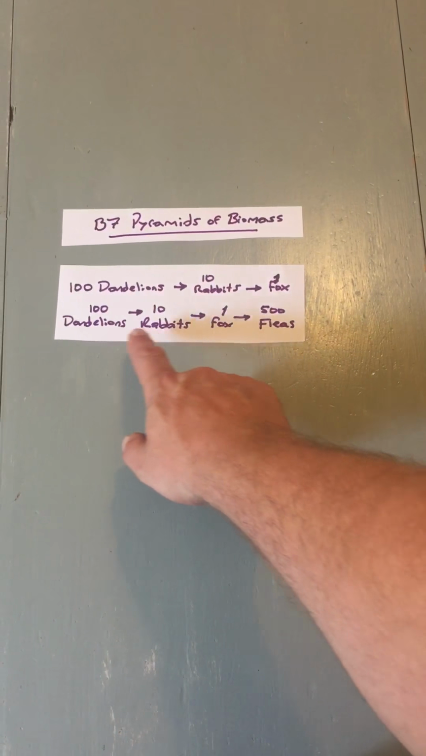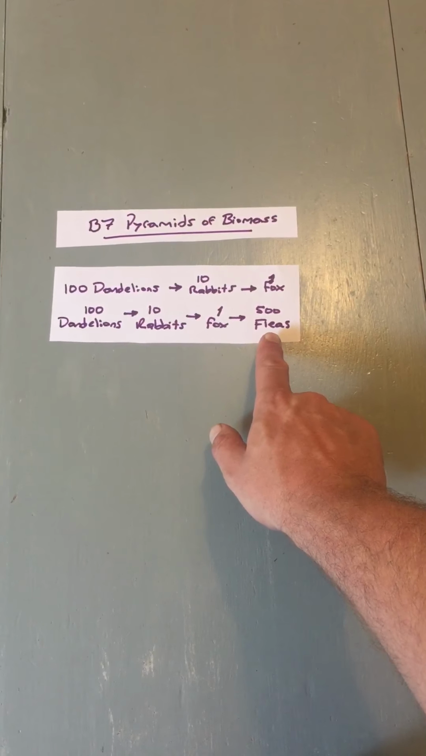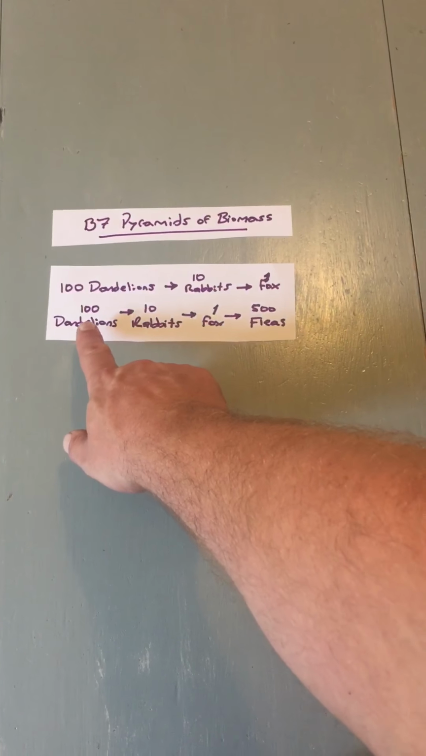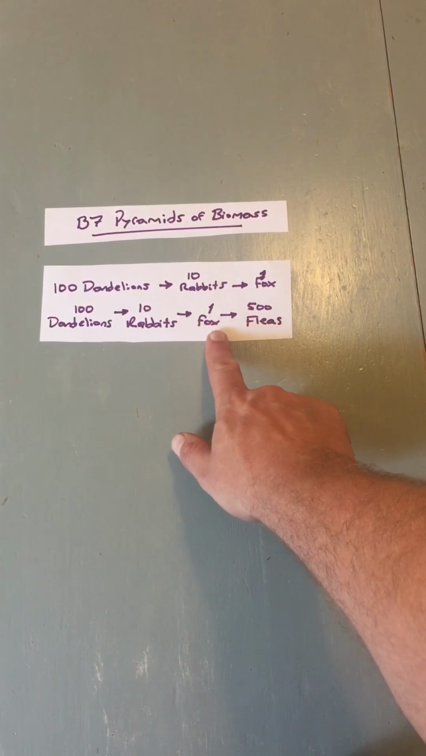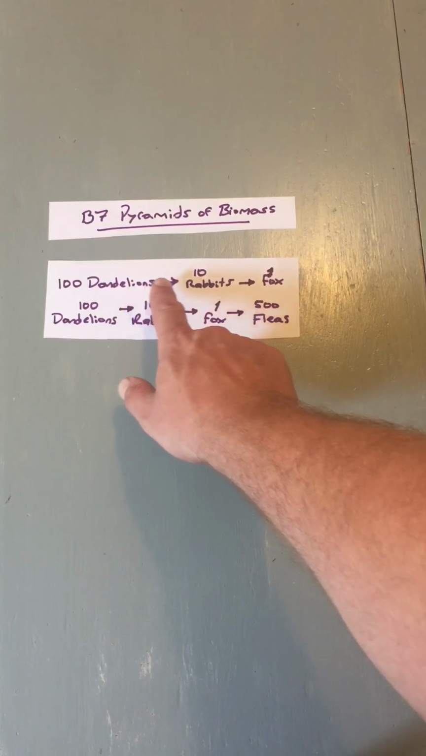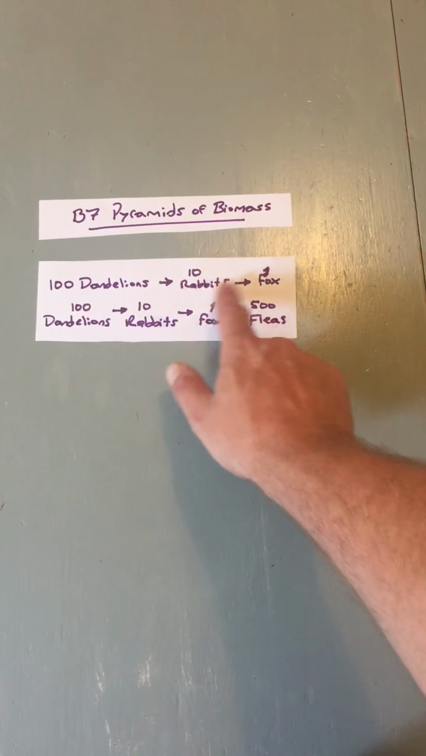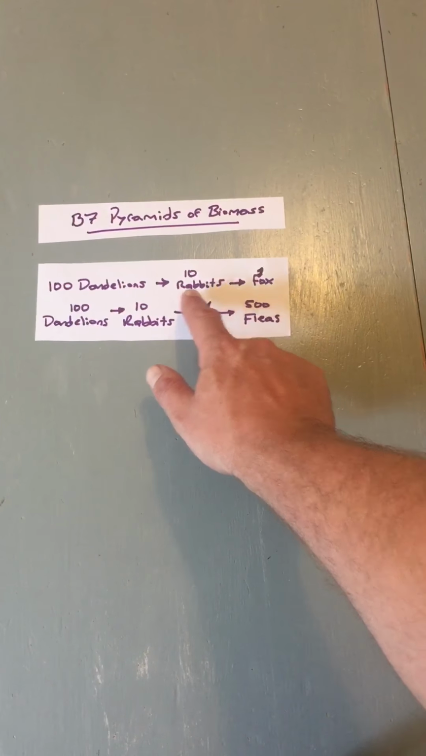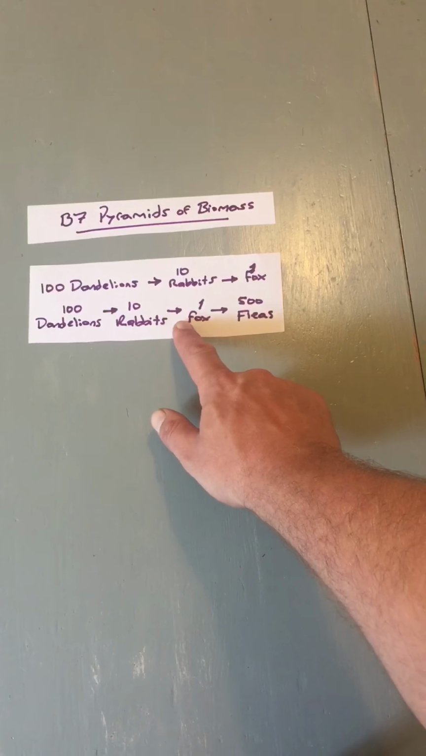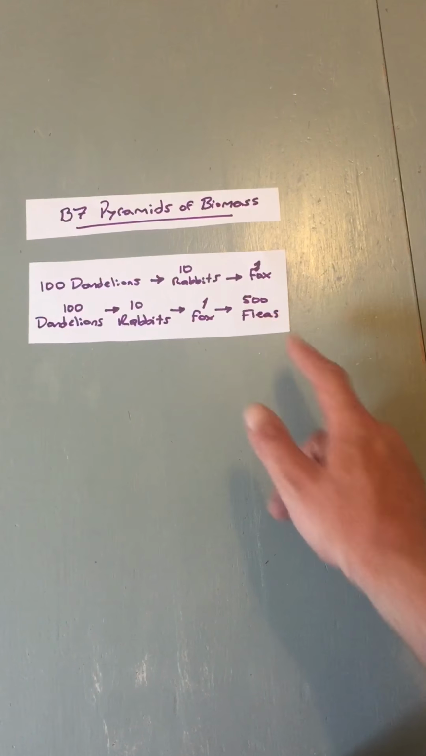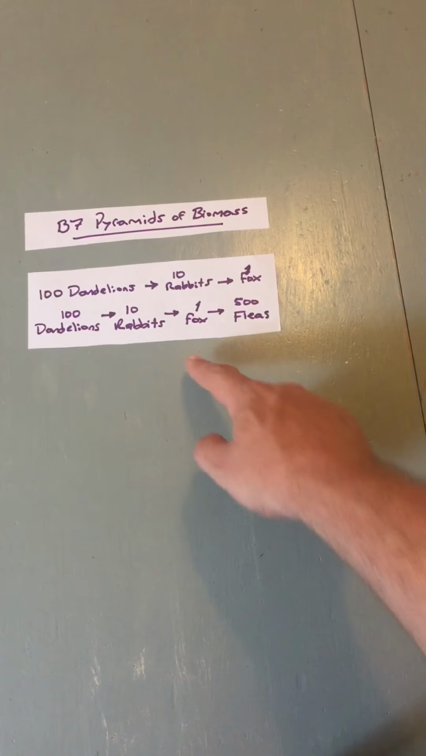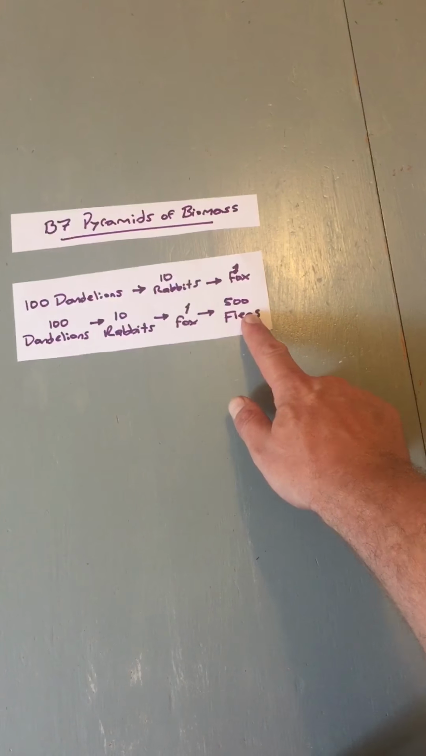But the pyramid soon becomes misshapen if you include another consumer in that, in this case fleas feeding on the fox. We would have 100 dandelions, 10 rabbits, 1 fox, but 500 fleas. Normally you can see that the number of organisms involved in the trophic level of a food chain actually reduces as you go up the food chain. But in this case you can see that that decreases and then it increases again. So the number of fleas is greater than the 1 fox before it.